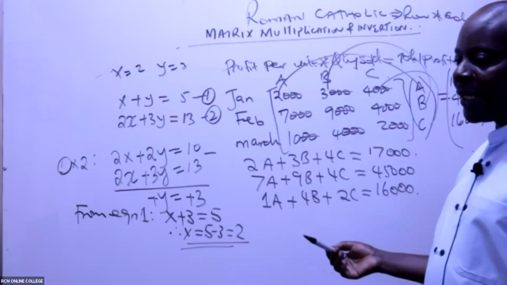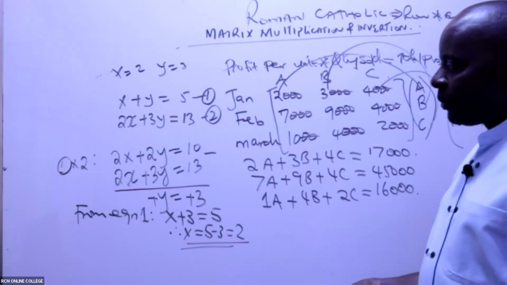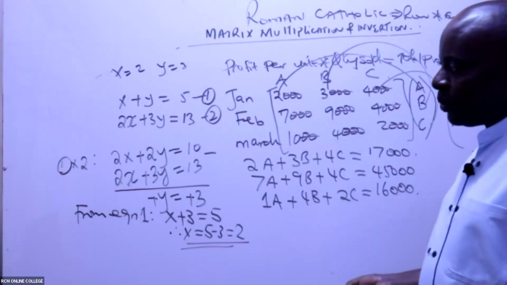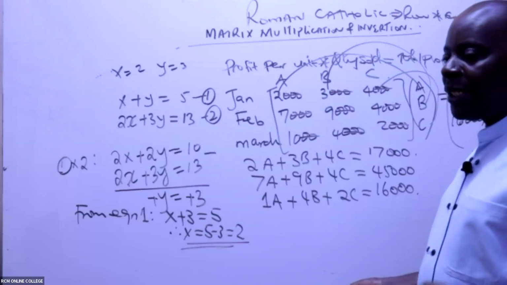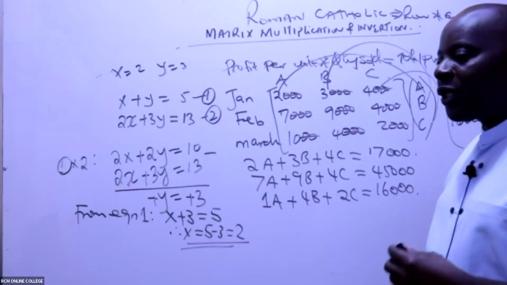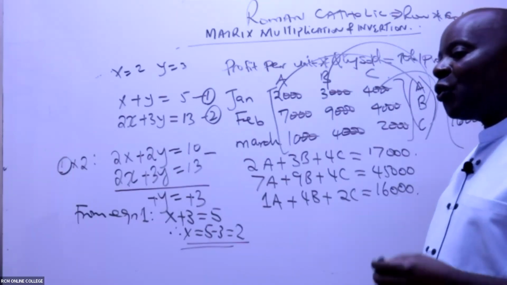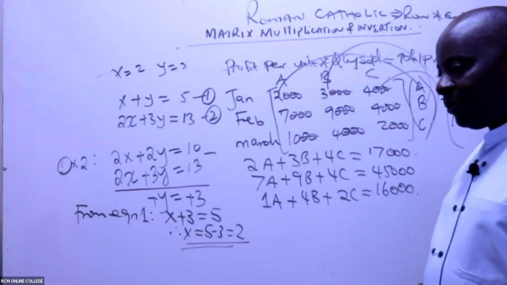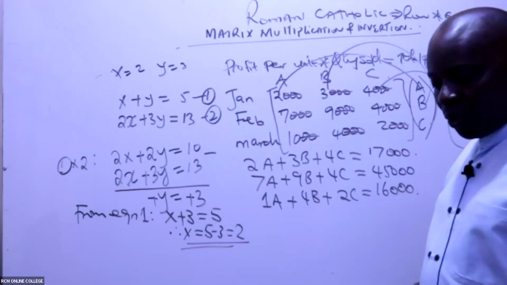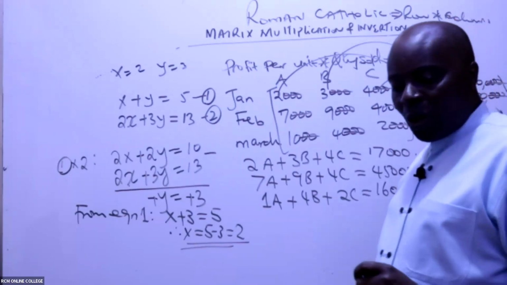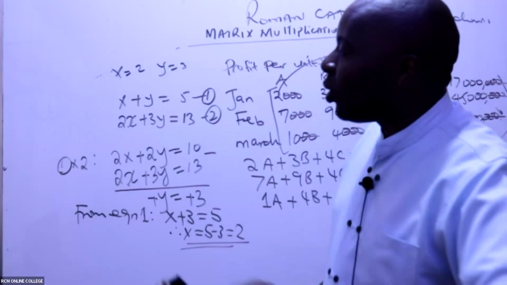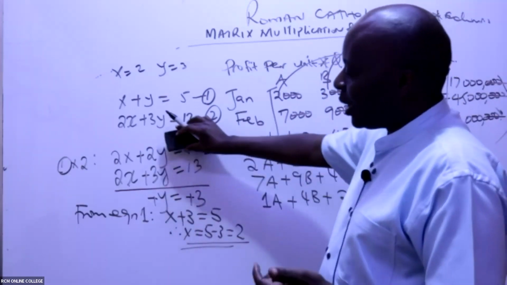So I can opt, ladies and gentlemen, to use this approach, elimination, to get the value of x and y. I can also decide to use substitution. But the very easiest method, my good students, that I would want to sell to you today is what we call Cramer's rule. Under Cramer's rule, you are supposed to identify what we call the base matrix. Please listen.